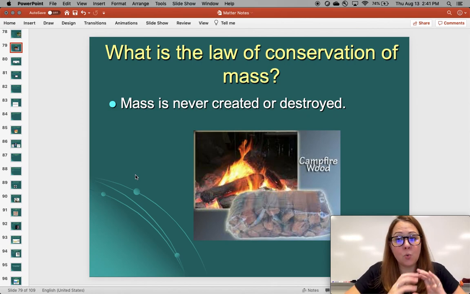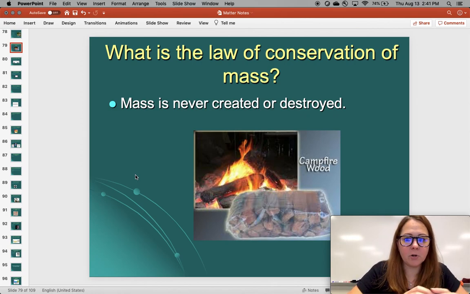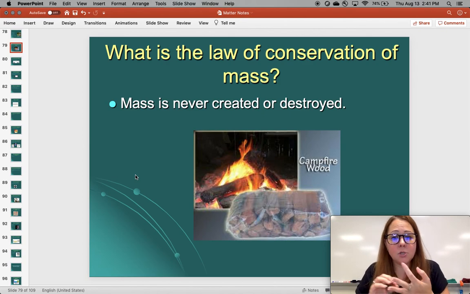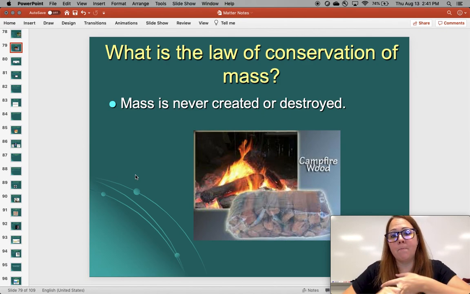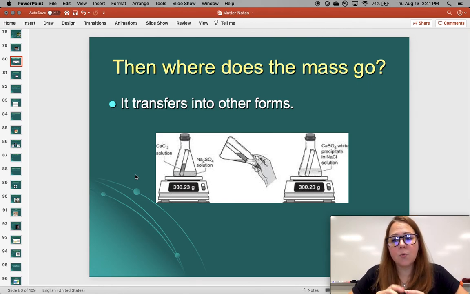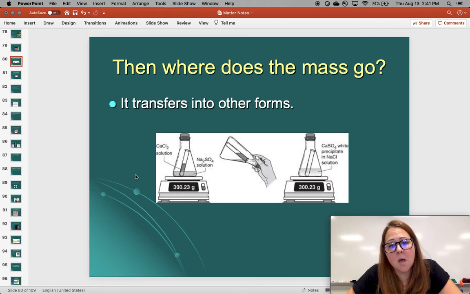So if you start with 20 pounds, again I'm using non-metric, but 20 pounds of wood with your oxygen, you're going to make 20 pounds of product in the end with your oxygen, your ash, and your water vapor. So nothing is ever created or destroyed. It just transfers from one form to another. So when you think, hey, I lost a bunch of mass, typically that mass goes out into the environment, out into the atmosphere.